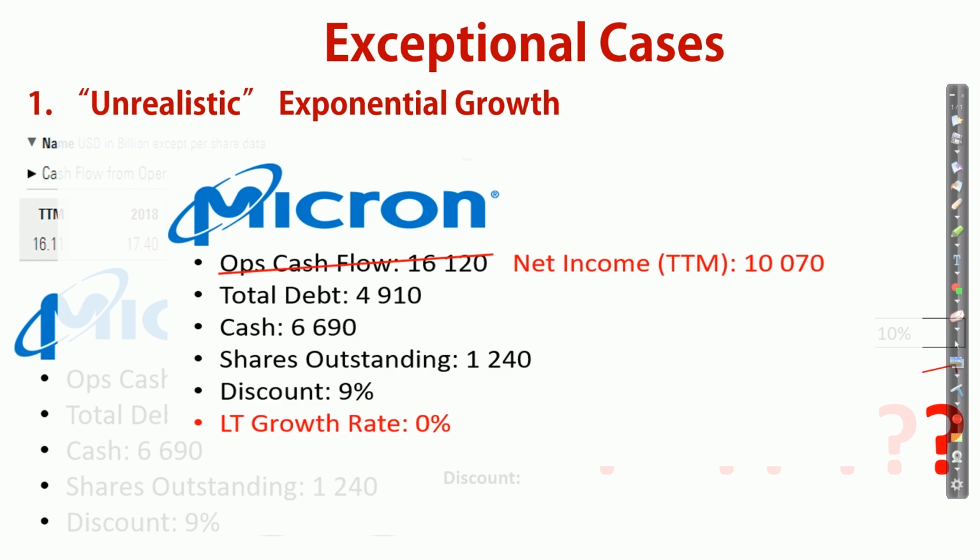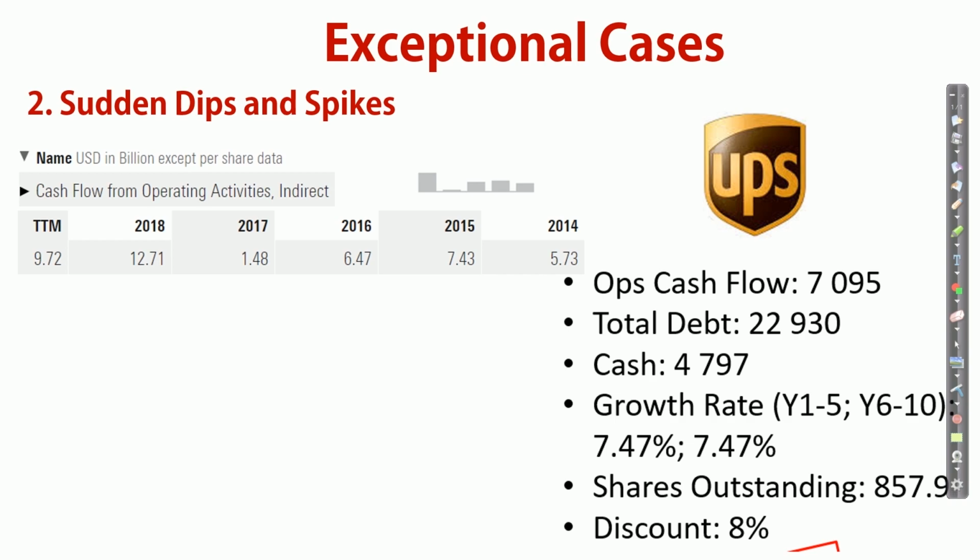So if you remember earlier on, we were met with the second exceptional case, and that is sudden dips and spikes observed in UPS. Now from the cash flow from operating activities in UPS, we see that UPS is generally doing rather well, almost flat, and suddenly in 2017 it experienced a dip, and in 2018 suddenly it experienced a huge spike. So for cases like this, there are a few ways that you can go about solving it. The first one is to use the trailing 12 months operating cash flow of the company, provided that this figure is not so far off from the figures before the sudden dips and spikes.